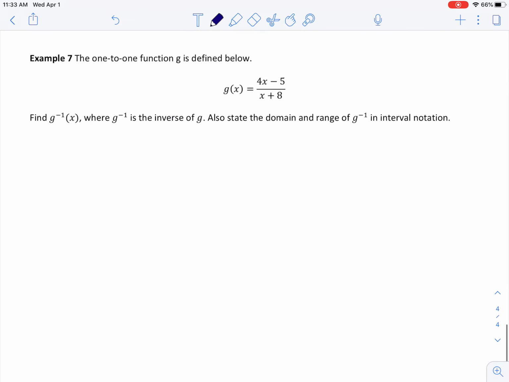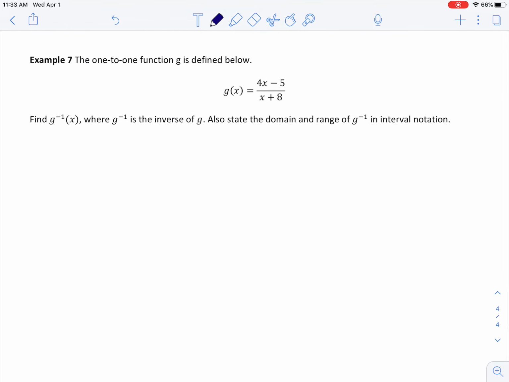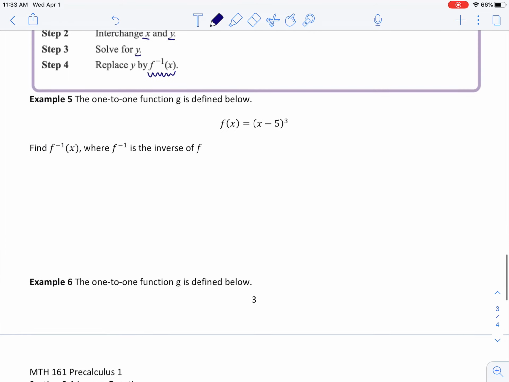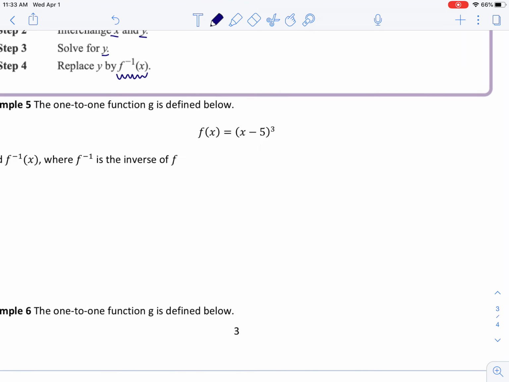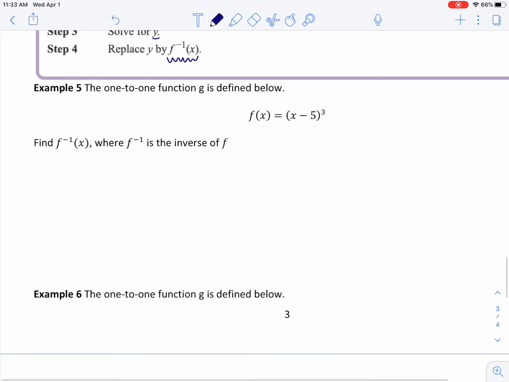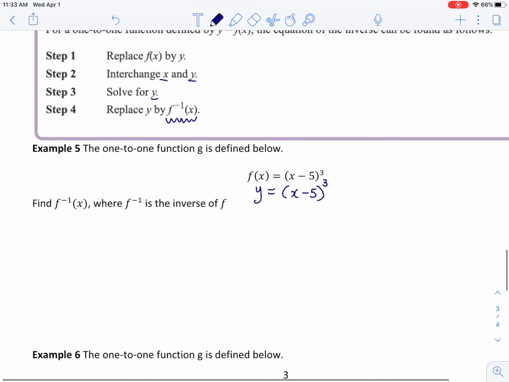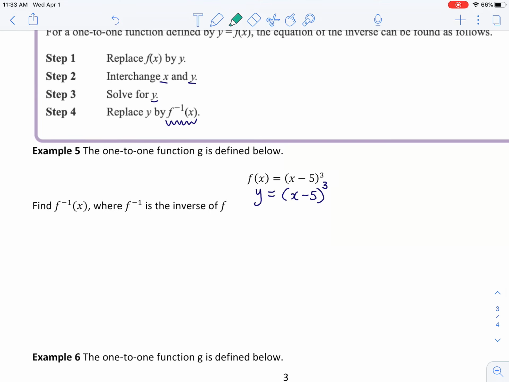I'm going to go over examples 5, 6, and 7 with you. And then I will assign a problem similar to number 7, okay? Example 5. So they want you to find the f inverse, where f inverse is the inverse of f. Okay, so what's step number 1? You need to switch this f of x to y, right? So write down y equals x minus 5 to the 3rd power. So we did step number 1.